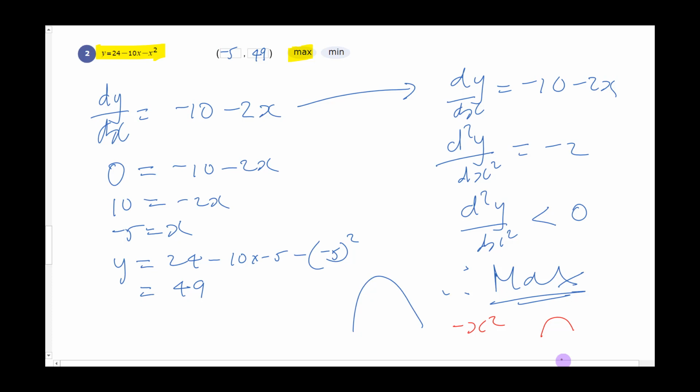There's another way we could identify it's a max or min if you've got a quadratic. But that only works for quadratics.